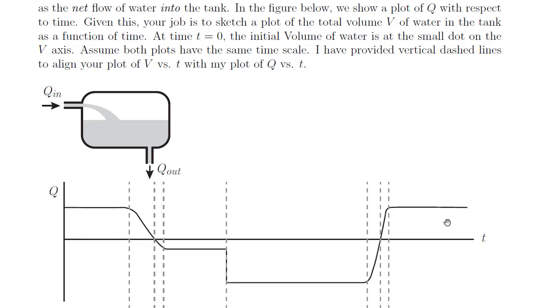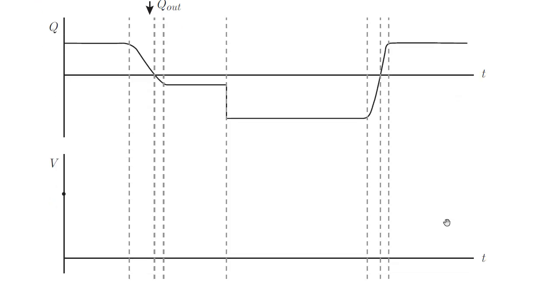Now we're going to have a plotting exercise, and I'm going to give you a plot of Q. So this is the net flow into the system or into the tank as a function of time, right? So initially we've got this much Q and then it bumps down here, and so forth.